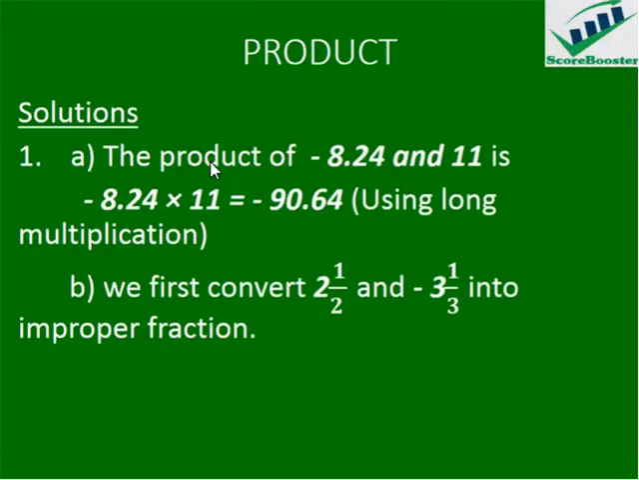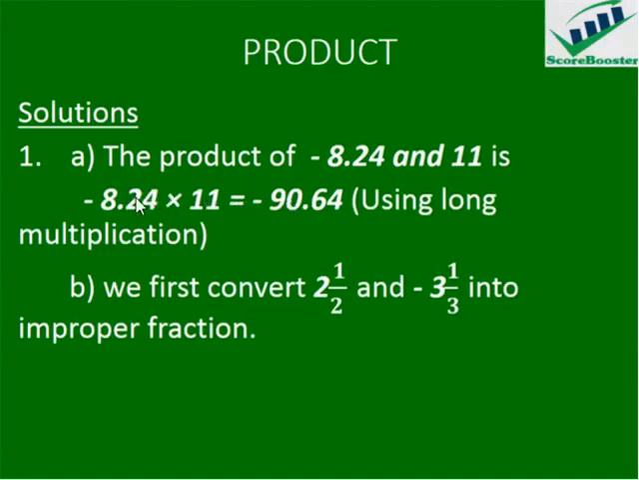The first question says we should find the product, that is the result you get when you multiply -8.24 by 11. The first thing I told you to do is to multiply your sign. This is -8.24. You first interpret the question given to you. The product of -8.24 and 11 is what? You say minus 8.24 multiplied by 11. The reason we have multiplication here is because of the word product.